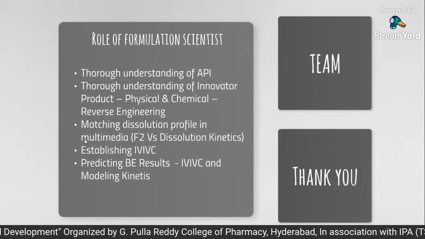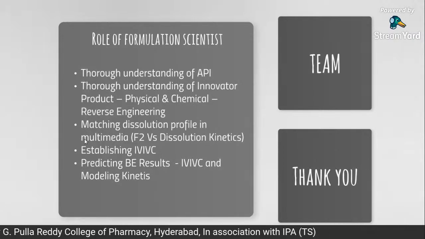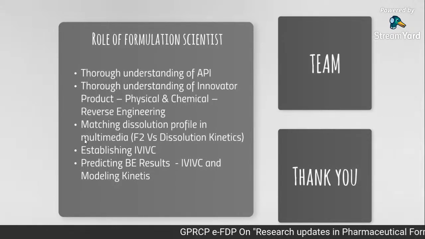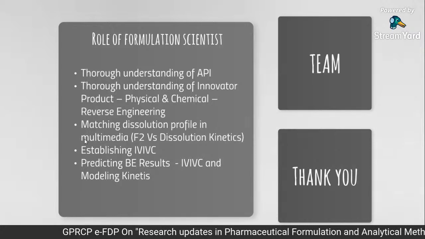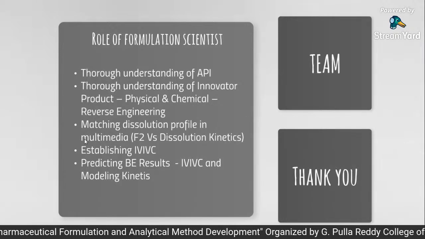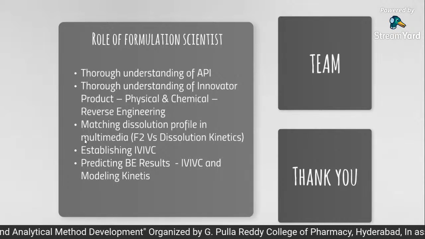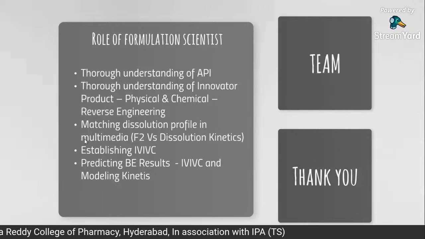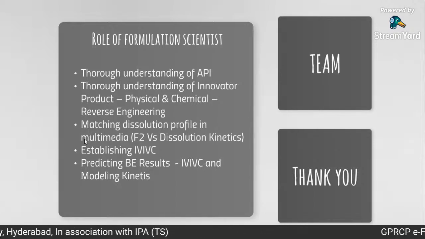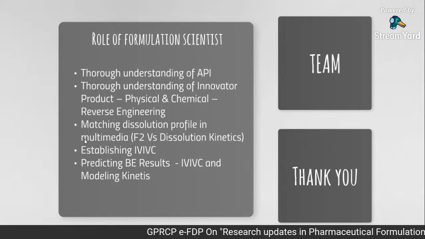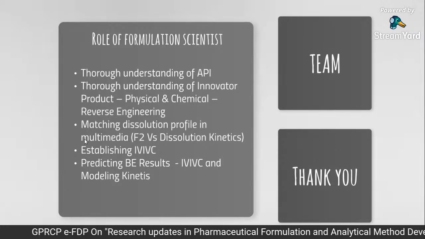Thorough understanding of the innovator product, how it is behaving physically, how it is behaving chemically. By means of reverse engineering, we can do all sorts of testing. That is the second level. And then we need to match the dissolution profile in multimedia, where we can use the similarity factor F2. And as I told you, dissolution kinetics, we can do zero order release or first order release kinetics. We can consider the slope value, and by taking the slope ratio of the test formulation to the reference formulation, we can have a certain idea of bioequivalence, the T/R ratio in actual in vivo testing.